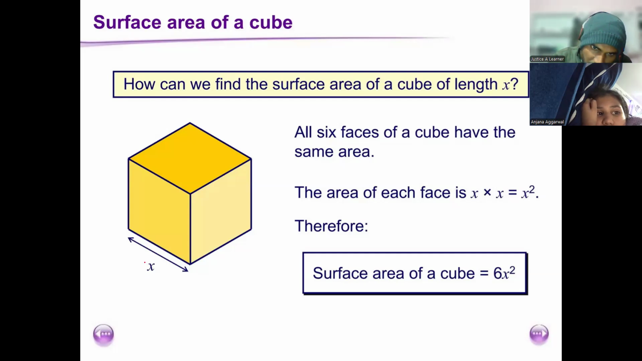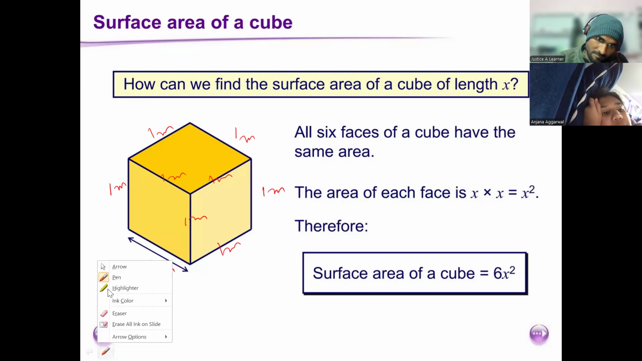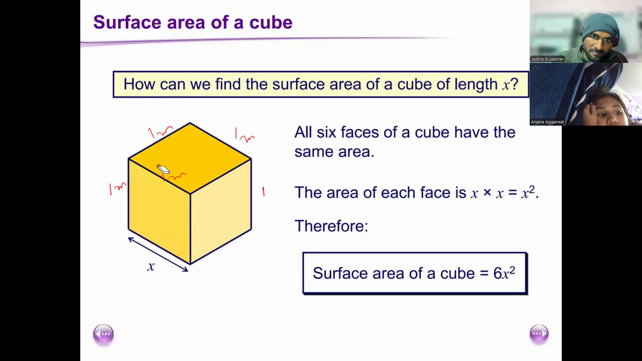Let's say this is not x, this is 1 meter. Then this would also be equal to 1 meter, and this would also be equal to 1 meter, and this, and this, and this too. Now, did you get that? Because they're the same length. Yes, correct. Okay, wonderful.